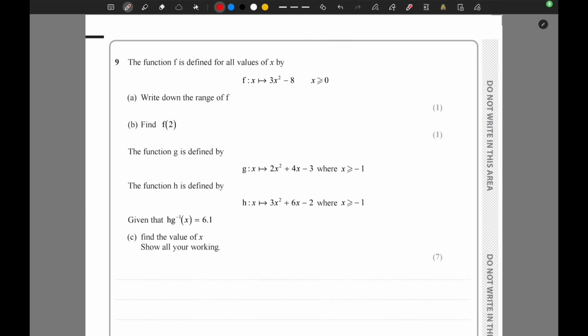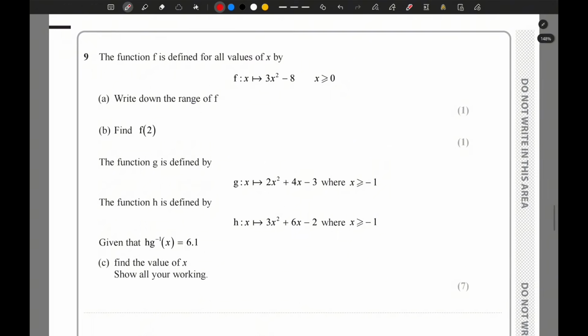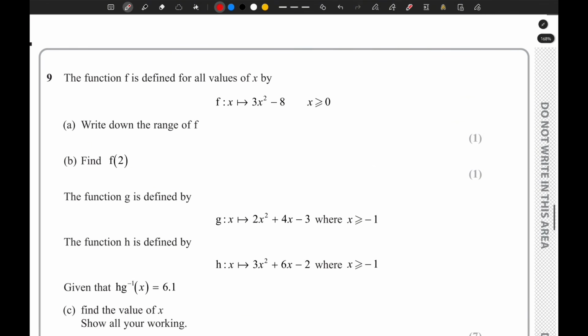Now moving to question 9. The function f is defined for all values of x by this. First we need to write down the range of f. If we sketch this function, it should look something like this, and the turning point is -8. As you can see, there are no values below -8. So the value of f(x) is greater than or equal to -8.